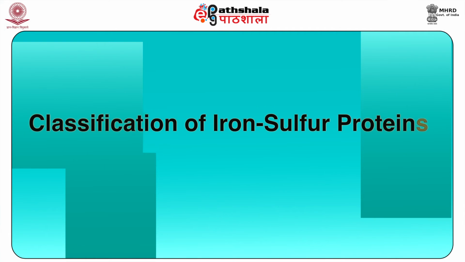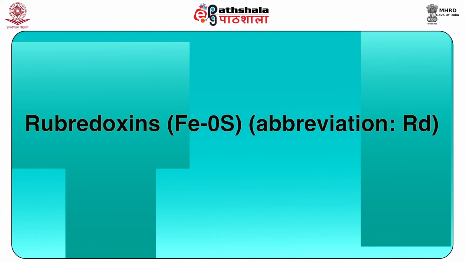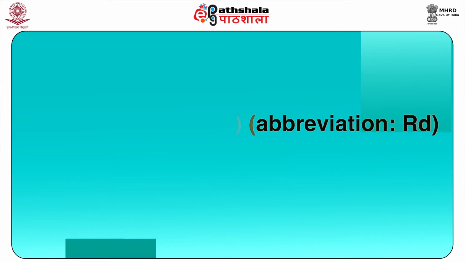Now coming to the classification of iron-sulfur proteins, the characteristic features of iron-sulfur proteins are the iron atoms at the center of the tetrahedron ligated to the terminal thiolate sulfur centers which are coming from the cysteine residues or from the labile sulfur groups, either 2 or 3. Three distinct kinds of iron-sulfur proteins with these features are most common. The first one is Rubredoxin, iron zero sulfur, abbreviated as RD.